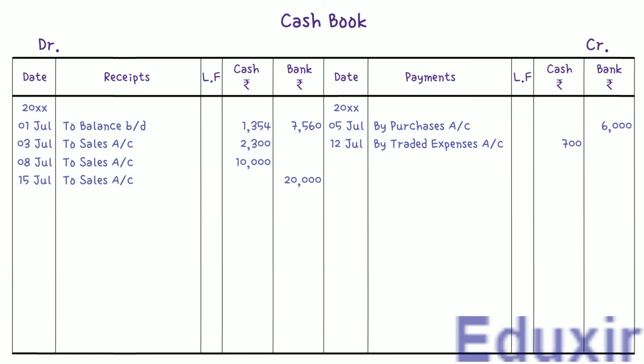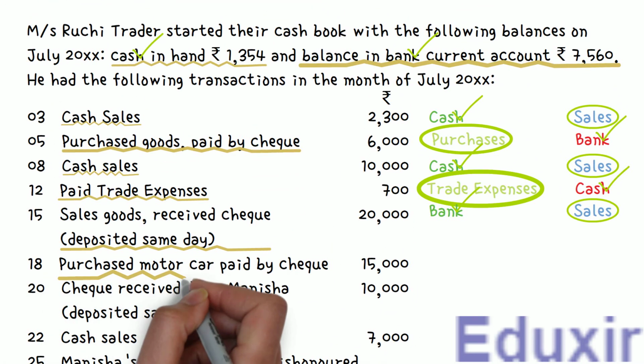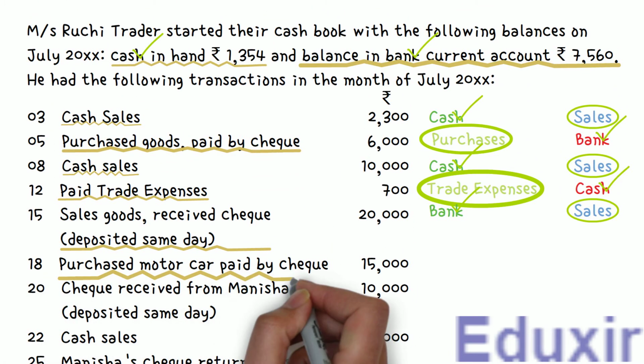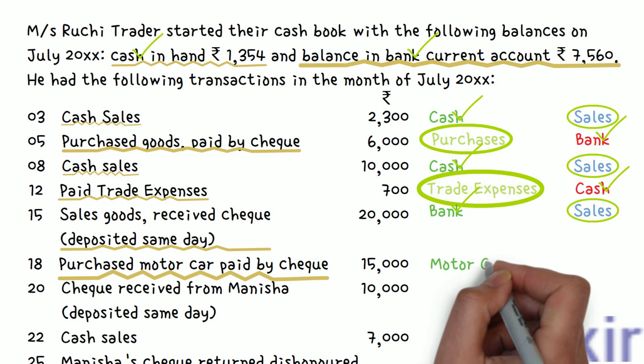Let us now take up the next transaction. In this transaction, the business has purchased a motor car for 15,000 rupees and made the payment by check. As you know, the motor car is capital expenditure and capital expenditures are classified as assets. In other words, the motor car asset of the business is increasing in this transaction. The rule to record any increase in the asset is to debit the corresponding assets account. In this case, the motor car account should be debited.